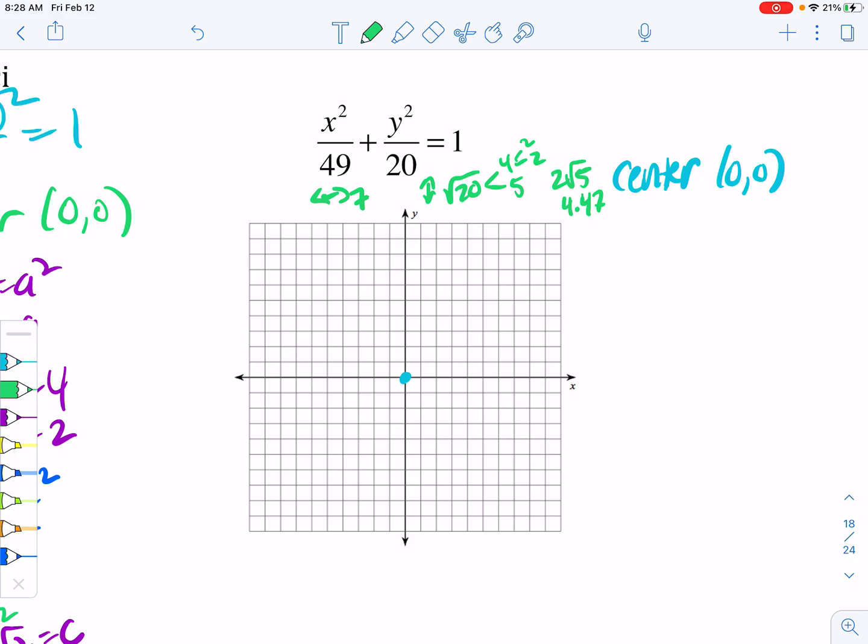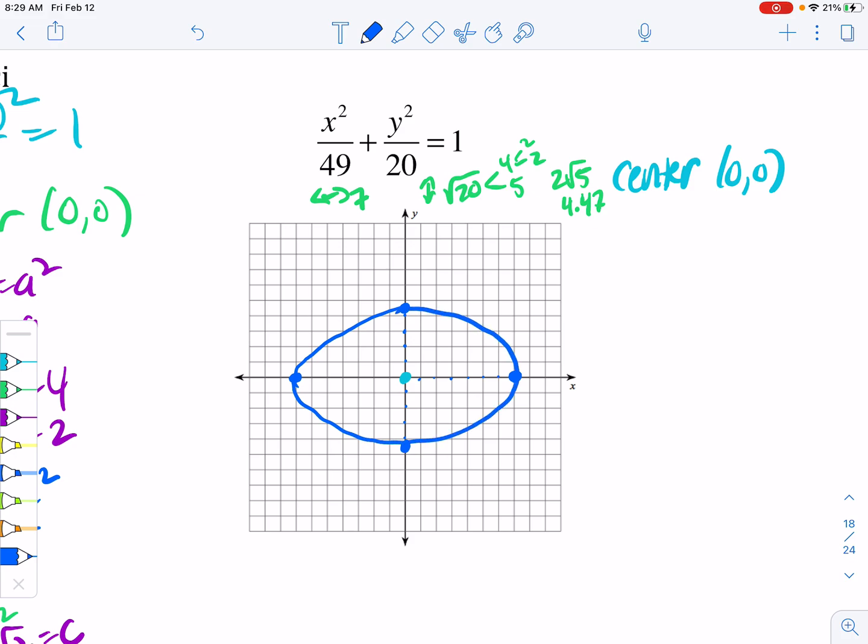Okay. So I know that the x is the major axis because 49 is bigger than 20. So I'm expecting that this will be short and fat, or longer left and right than it is up and down. So I'm going to go left and right by 7 from our center. So 1, 2, 3, 4, 5, 6, 7. And then we're going to go up and down by 4.47. 1, 2, 3, 4, and then almost a half. Right, so we get this elliptical shape right here.